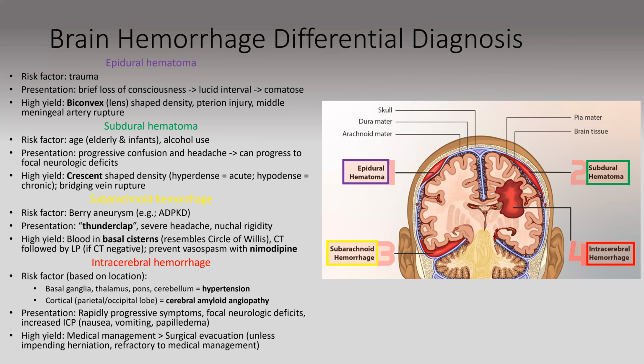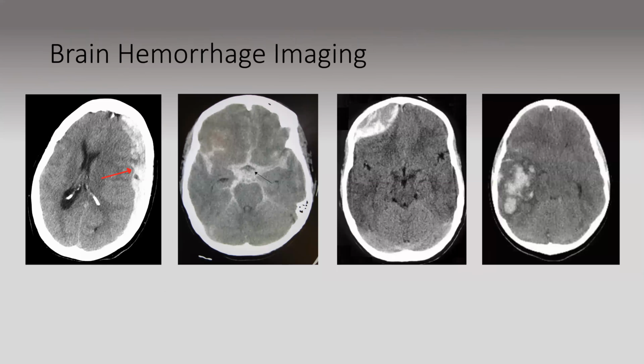So these are the four types of bleeds. The most high yield ones, their pathophysiology, and then their risk factors as well. So keep these all in mind and use the anatomy and what you know about where the bleed is located to help you distinguish these. So while we're on the topic, let's do some imaging for these now.